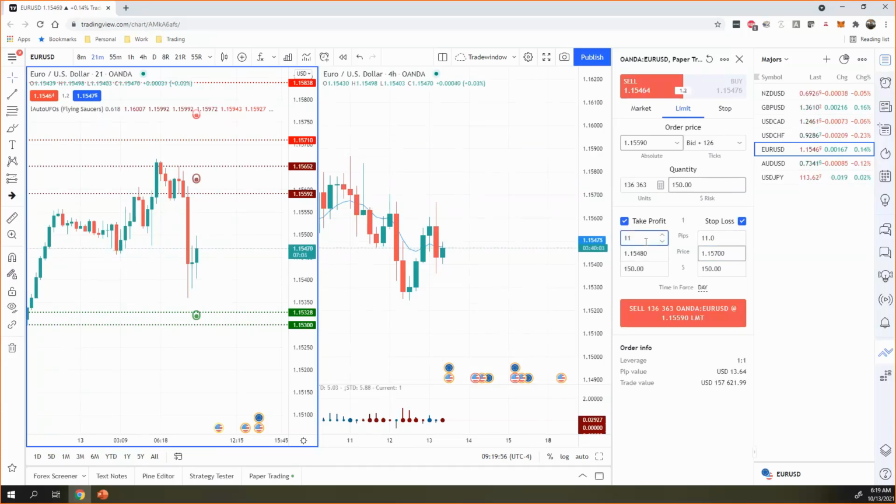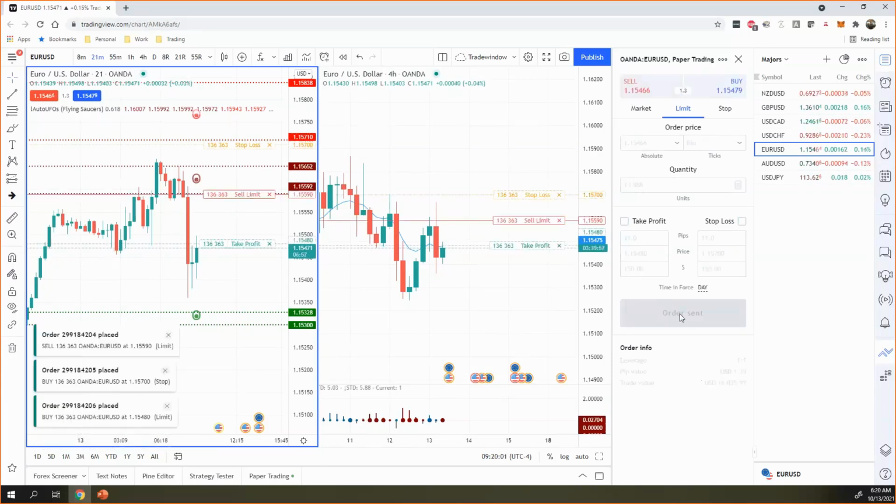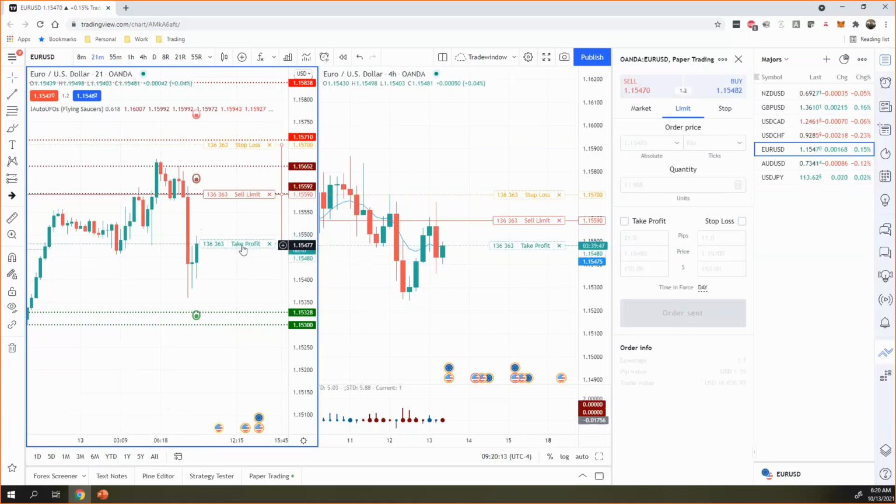Nothing too crazy there. 11 pip take profit. That's our T1. And the reason why I like that T1 to be 1-to-1 is because once you take half the position off, you're risk off, right? Once half of it hits and gets your profit, that means you're good to go. Even if this trade stops you out, you're not going to lose money. You're not going to make money, but you're not going to lose money.